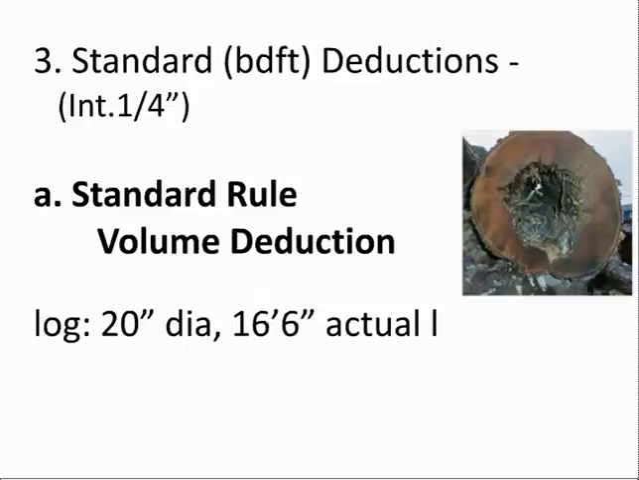So we'll start with the standard rule for volume deduction. This is usually applied to internal or heart rot decay or internal defects. It could be ripped out tissue. It could be things other than decay, but most commonly it's decay columns in the heartwood. So if we take this log that's 20 inches in diameter and 16 foot 6 inches actual length, and we scale that, see what happens.